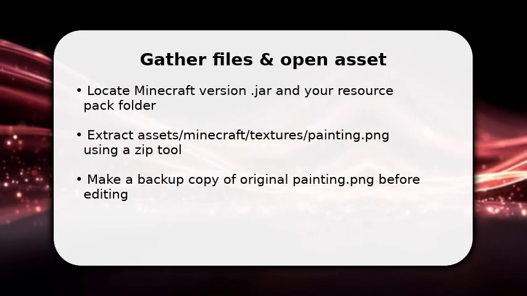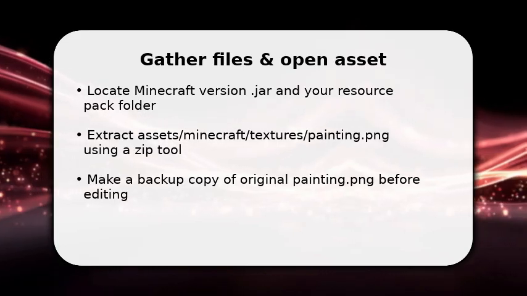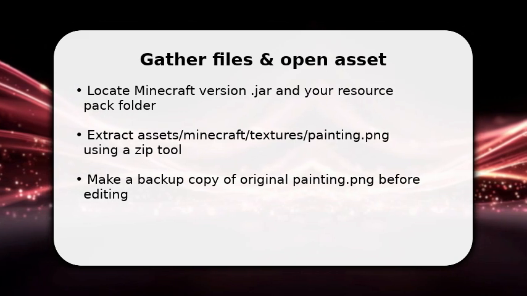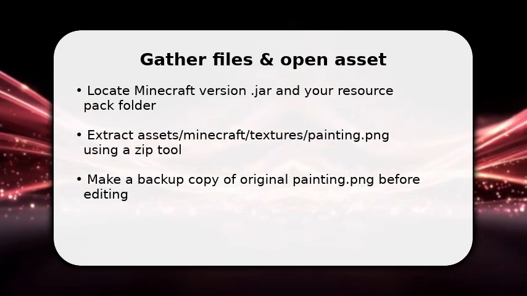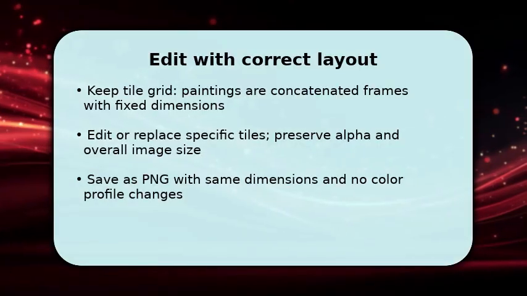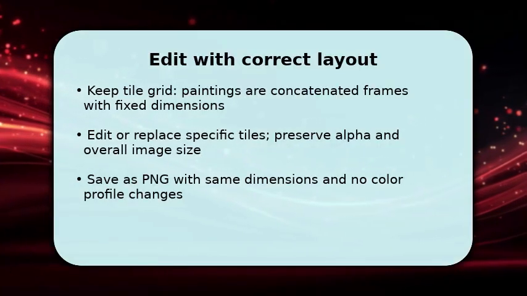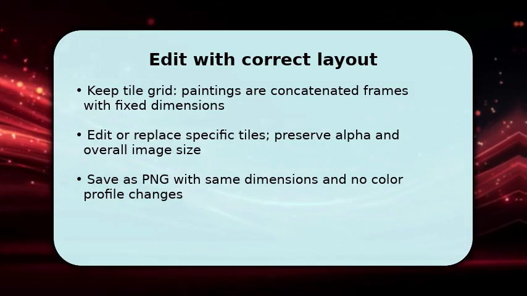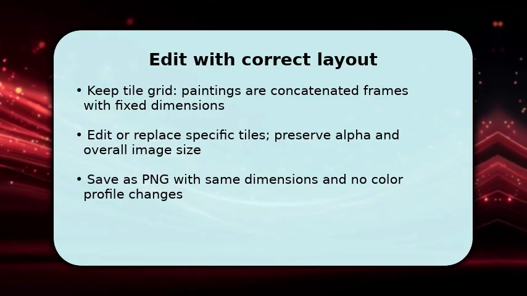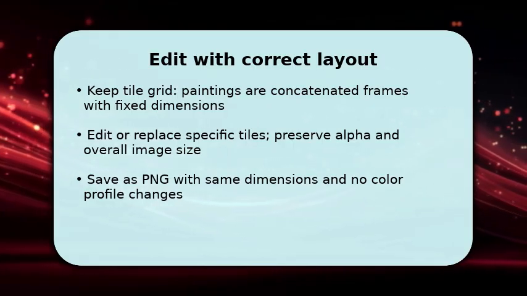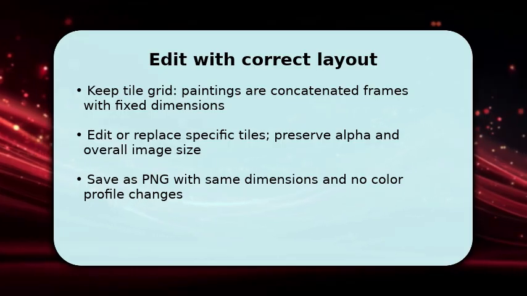Once done, open the image in an editor that supports transparency and grid snapping, so you can preserve each painting's 16x16 or 64x64 tile layout. You now modify the artwork within the required grid so Minecraft reads pieces correctly. Identify each painting tile by counting columns and rows, then edit only the tiles you want to change so neighboring art stays intact. Use layers and preserve the alpha channel.